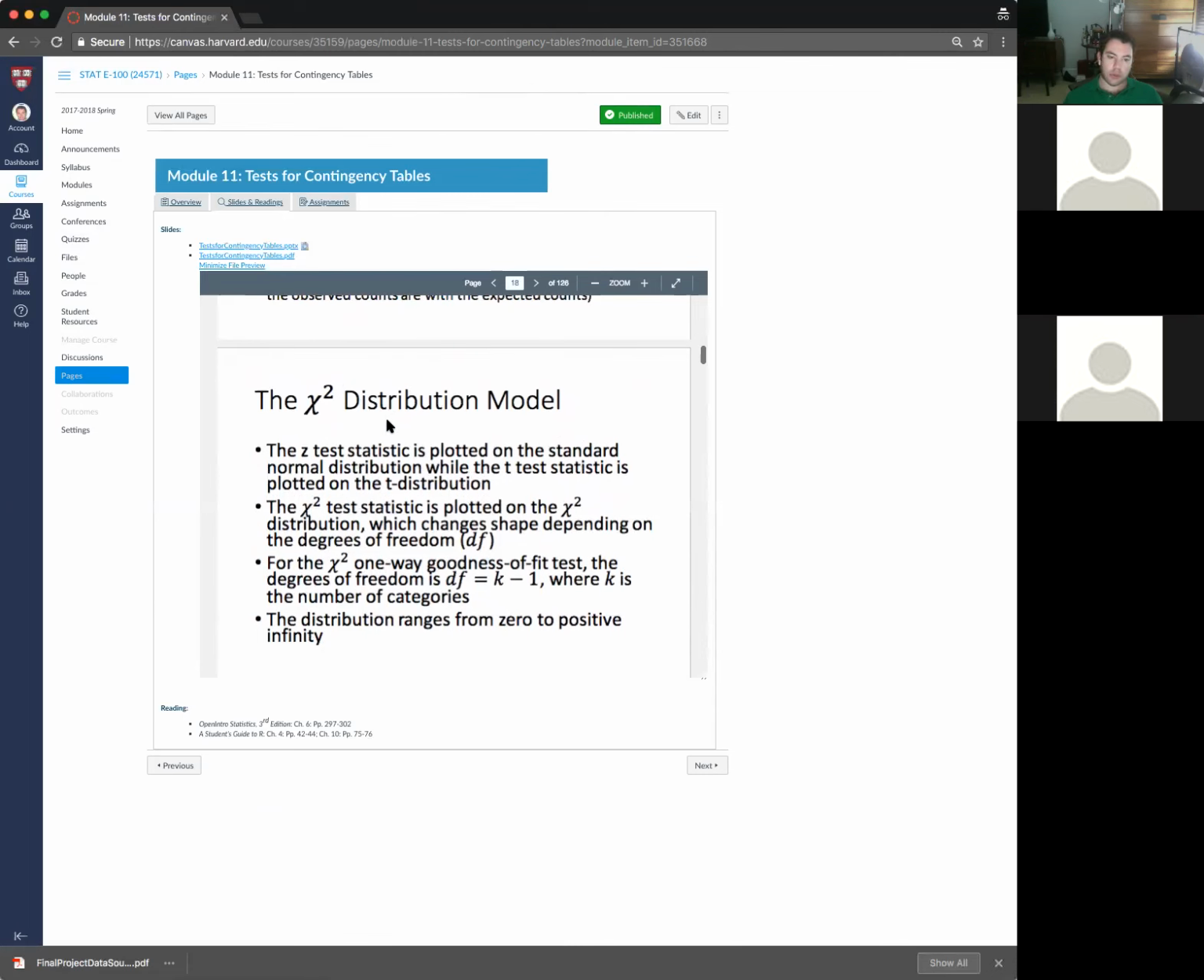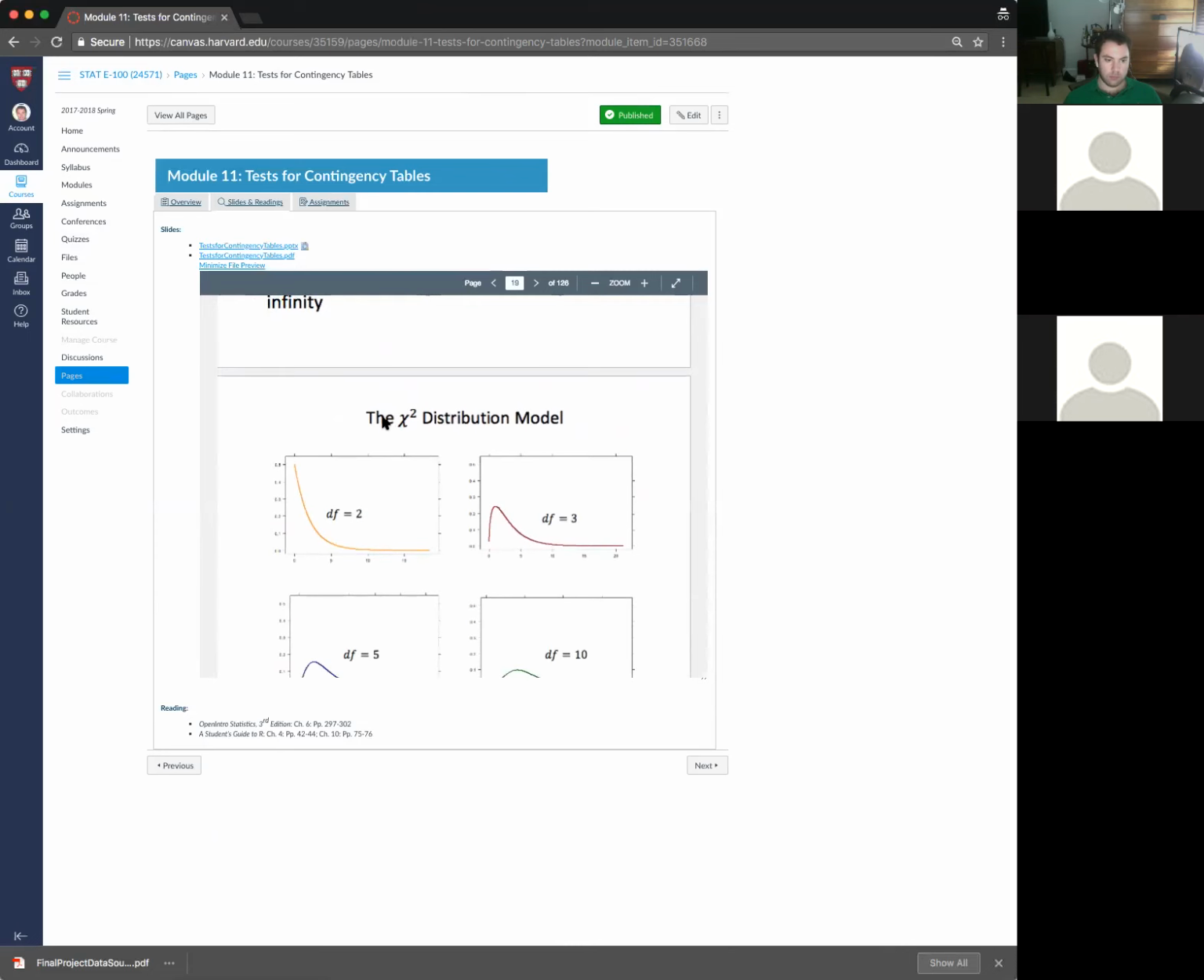And so it's good to know what the chi-squared looks like plotted on the chi-squared distribution, which will change shape depending on the number of degrees of freedom you have. And the degrees of freedom for a chi-square test will equal k minus 1, where k is the number of categories. So in this case, we had 3 categories: Protestant, Catholic, or no affiliation. So the degrees of freedom would be 2 in this case.